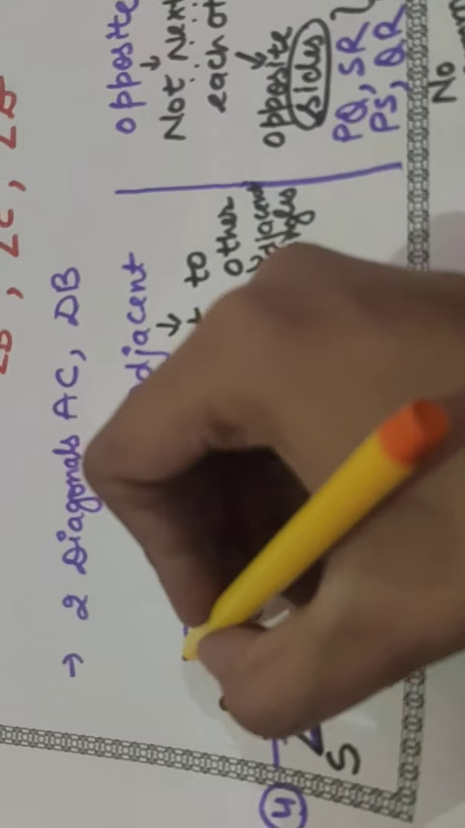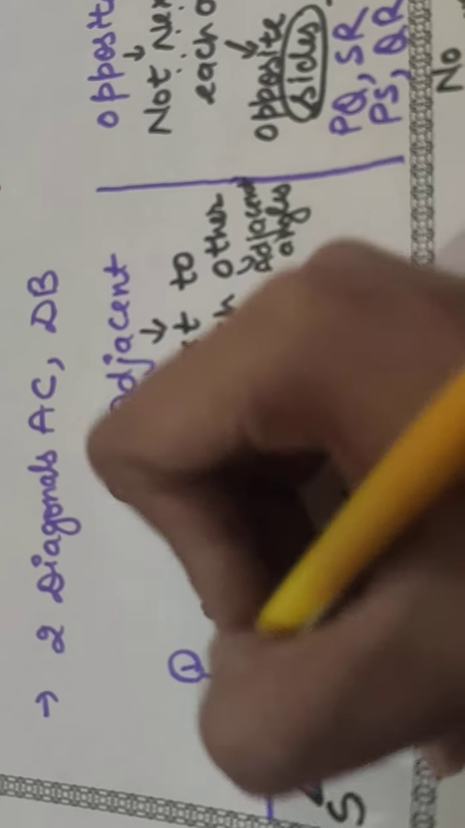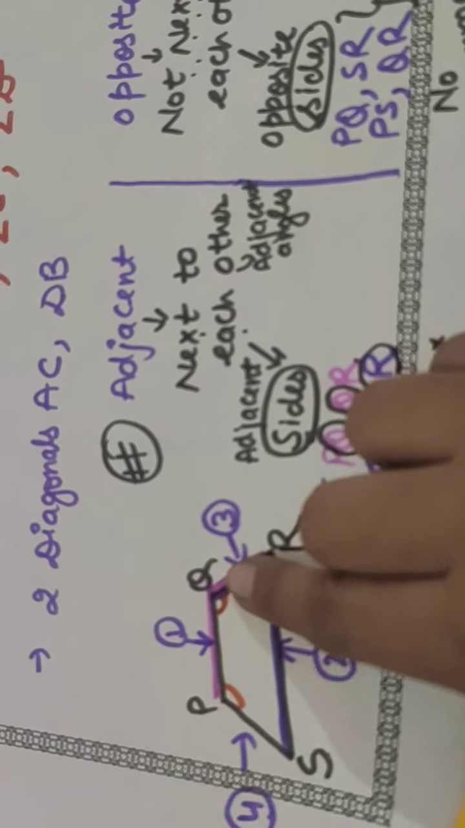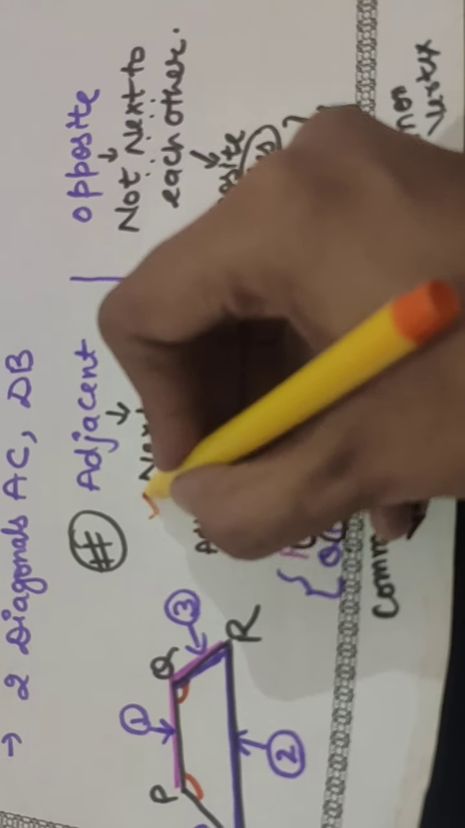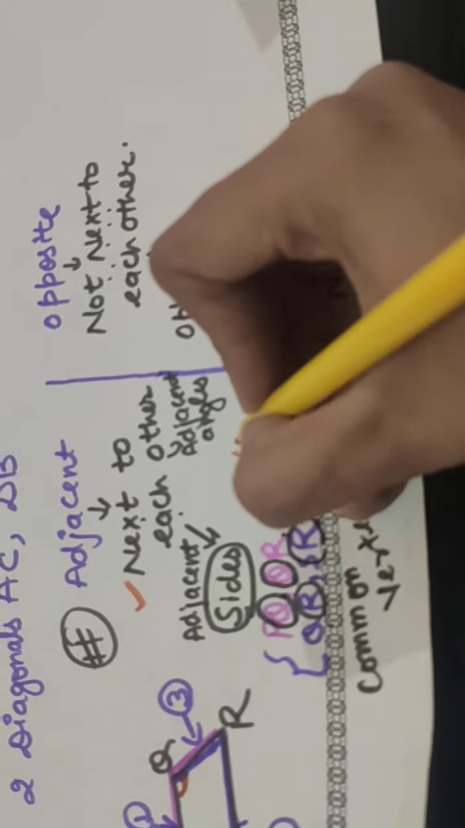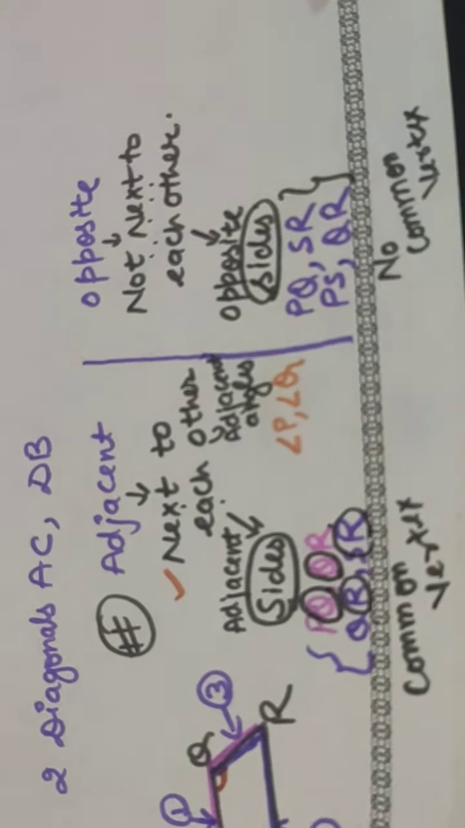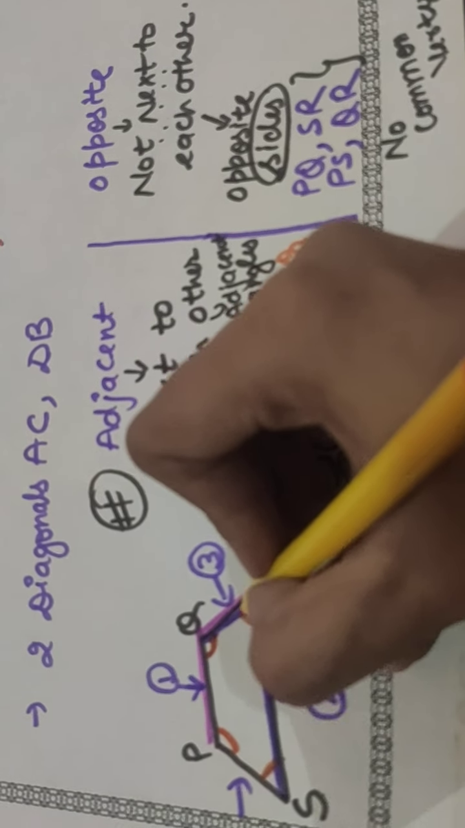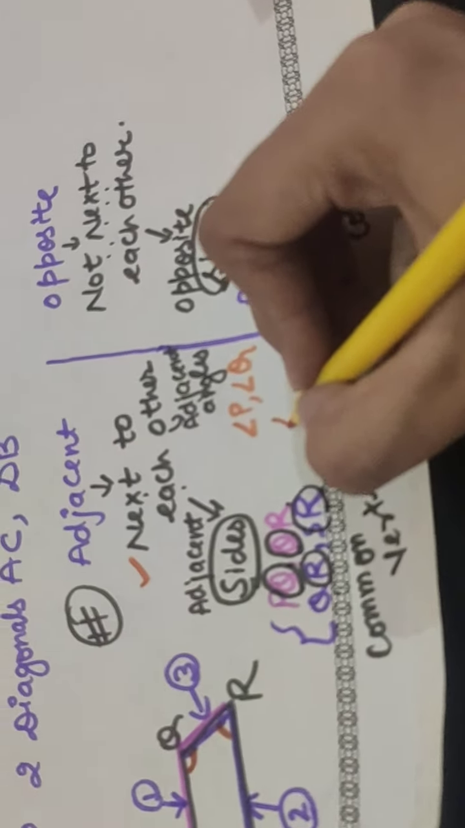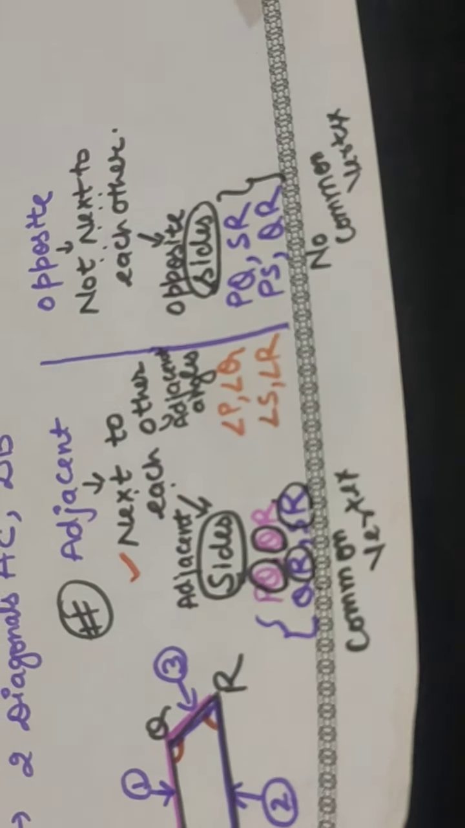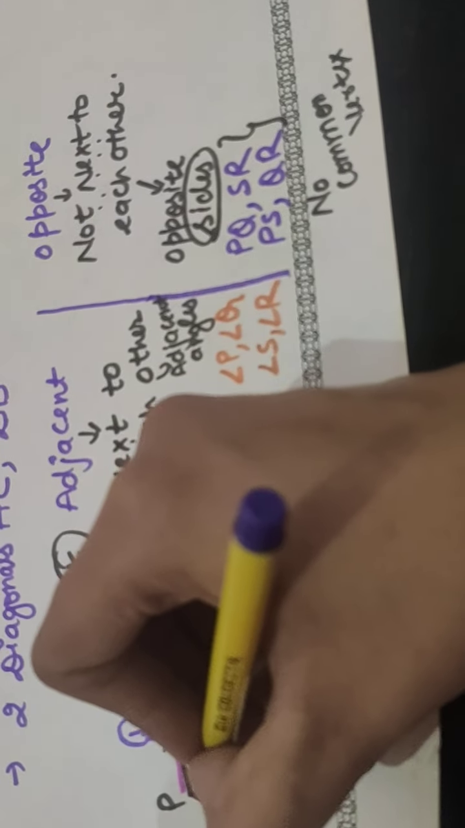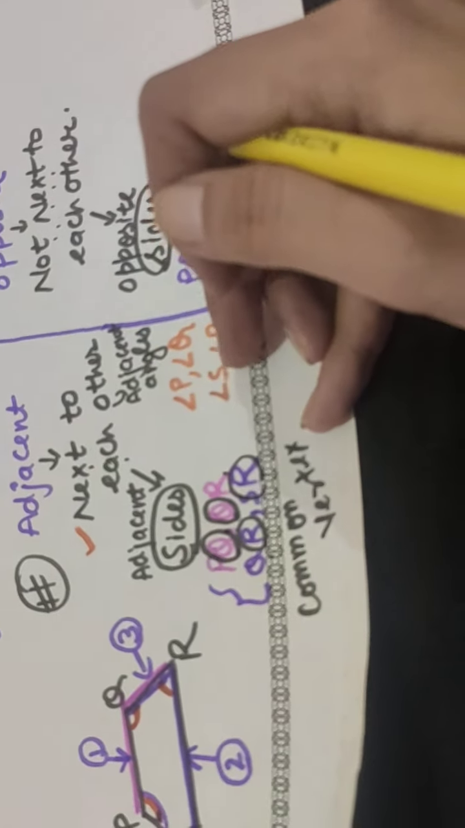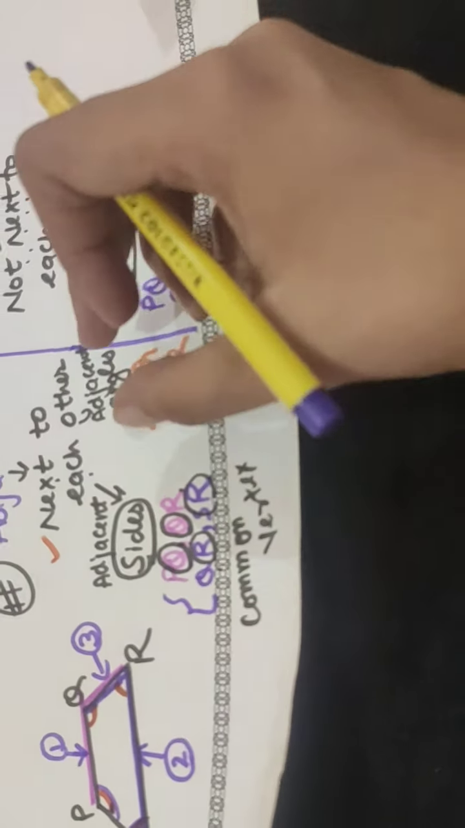See this angle P and this angle Q, they are next to each other. Angle P and angle Q are next to each other, which means they fulfil the definition. So angle P and angle Q are adjacent angles. Similarly, angle S and angle R are next to each other, so they are adjacent angles. Similarly, you can see that this angle P and this angle S are also next to each other, so they are also adjacent angles. So in this way we can find out the pairs of adjacent angles.